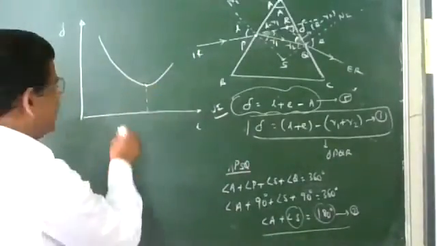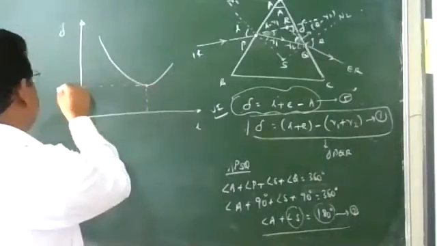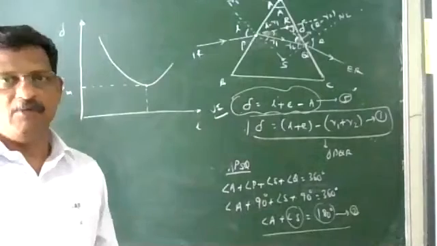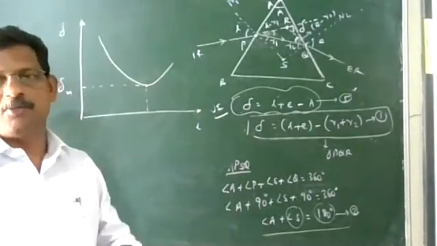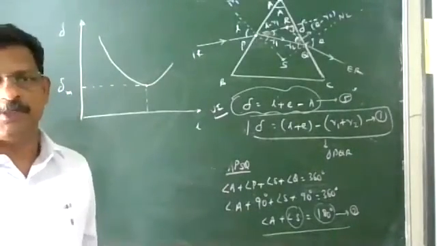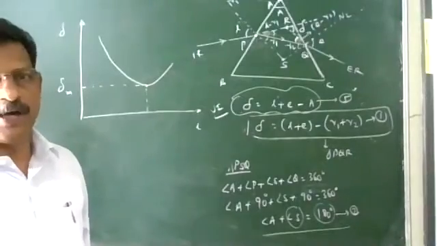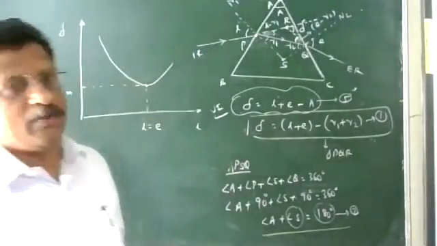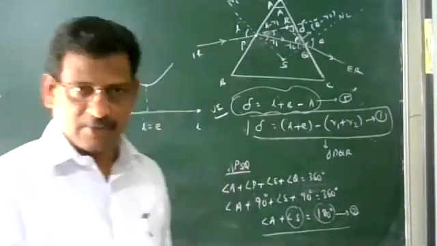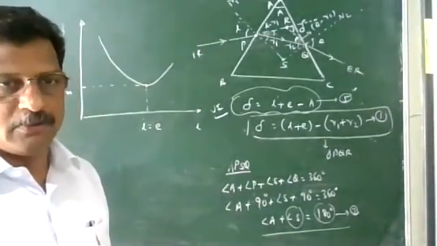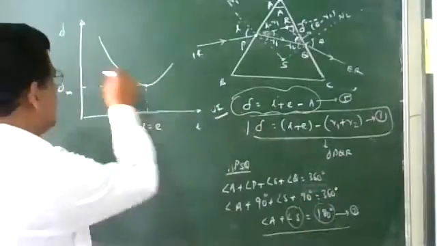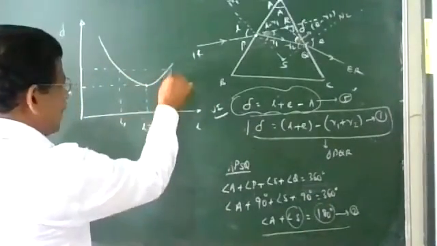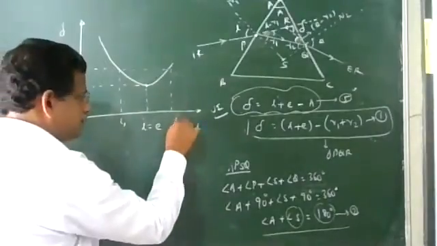At this particular point, the deviation we call the minimum deviation, delta minimum. That is the minimum value of deviation. Just below that is not possible. That is the minimum deviation possible. At this condition, you can examine that the angle of incidence will be equal to the angle of emergence. Except for this value, for any other deviation, you can see two values of angle of incidence, I1 and I2.